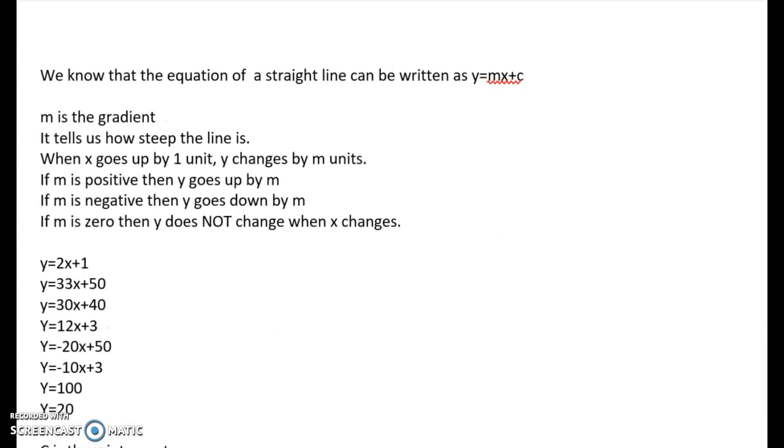When we started this topic, we looked at writing equations without any word problems, and we got good at doing this. We know that y is equal to mx plus c is the equation of a straight line. So m, the number m, is the gradient, and that tells us all about how steep the line is. When x goes up by 1 unit, y will go up by m units.